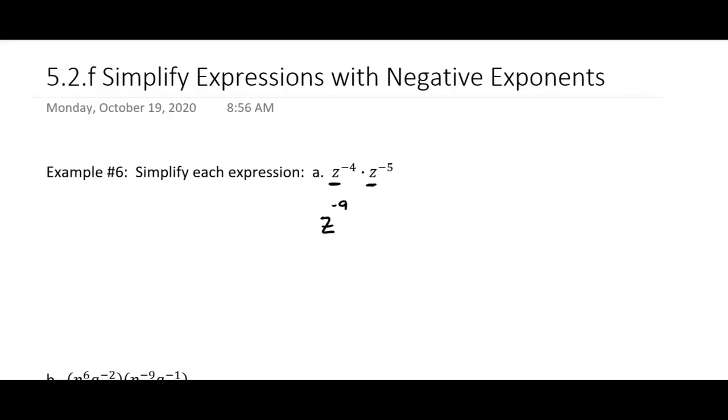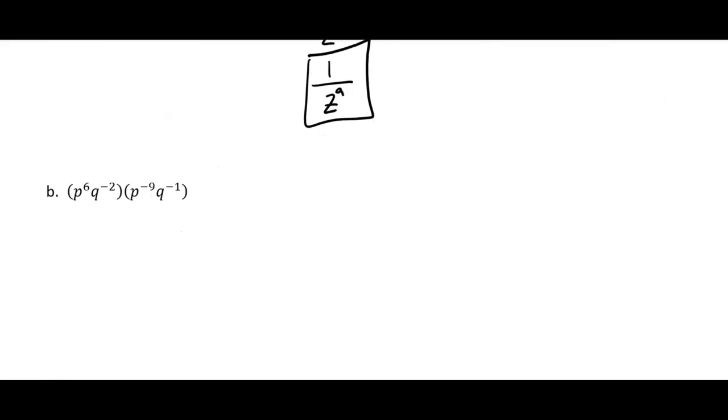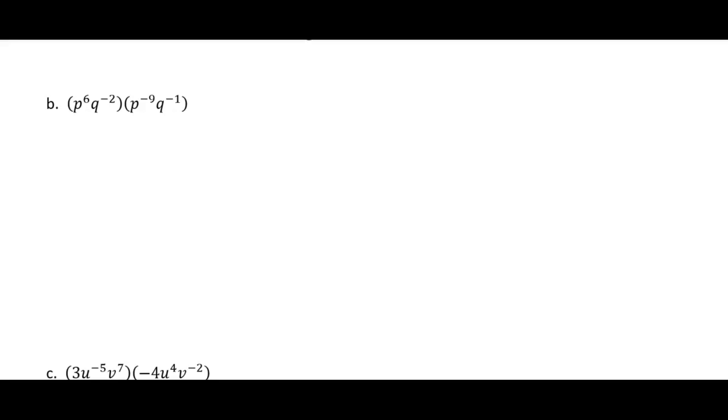But then I don't want to leave my answer with a negative exponent. So now I'm going to use that rule about negative exponents and make it 1 over z to the positive 9. And then I'm done. So two rules: I used the rule for product, added the exponents, and then I used the rule for negative exponents. All right, so here's another example.